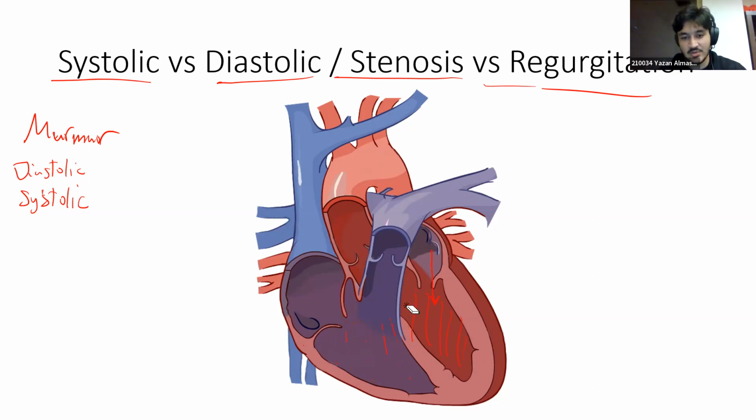Does anyone know what stenosis is and what regurgitation is? Was it explained in another lecture or not? Not as general information, if you know it. Stenosis is stiffness, yes. And the valve is stiff. Regurgitation is when there's backflow of the blood. Okay, let me explain this. So stenosis is when the valve is stiff.